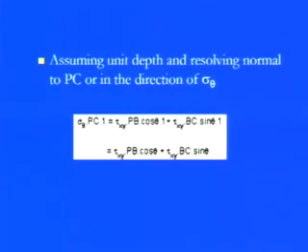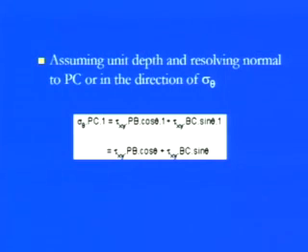If you resolve this, then sigma theta into PC into 1, because of the unit depth, is exactly equal to tau xy into PB cos theta, plus tau xy into BC sin theta. It is the composition of these. So sigma theta PC equals tau xy PB cos theta plus tau xy BC sin theta. Here we have only the application of tau xy, pure shear, but because of that we have a normal stress component and a shear stress component in the oblique plane.